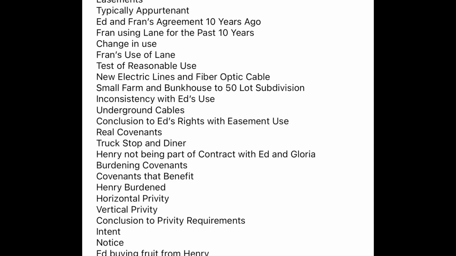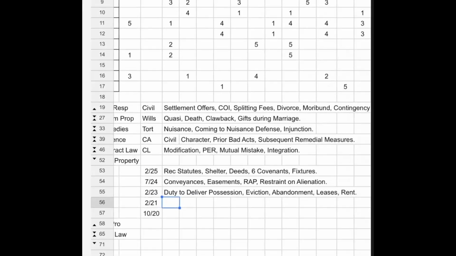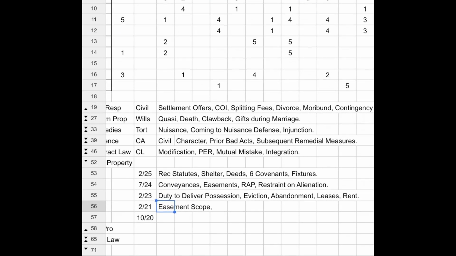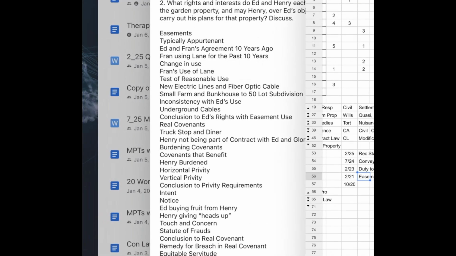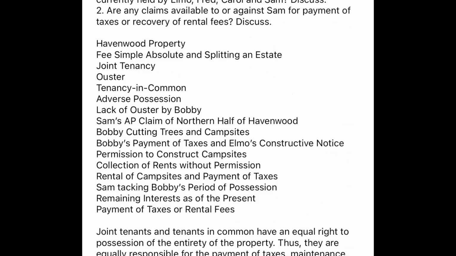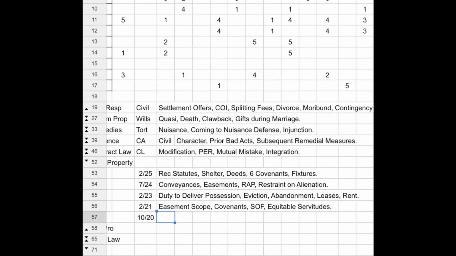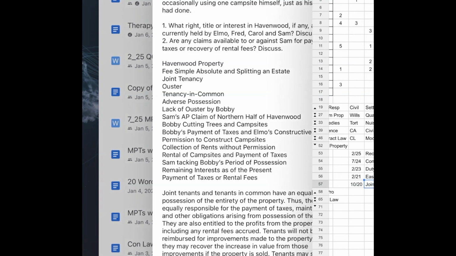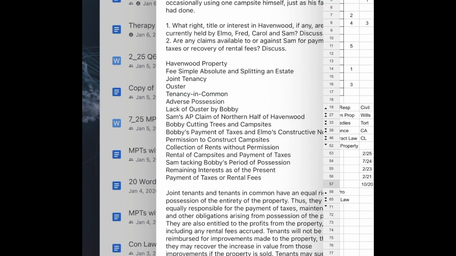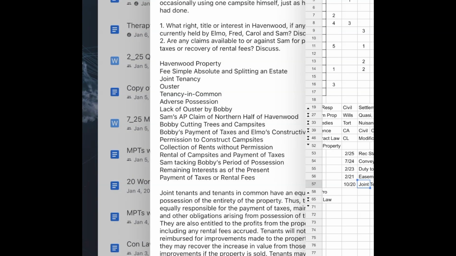Easements again, like the easement use, the scope, covenants, and the burdens, like the six burdens, right? Six requirements, writing, intent, all that stuff. Notice, touch and concern, statute of frauds, equitable servitude. Okay. 10/20. Joint tenancy, tenancy in common, adverse possession, taxes. So the responsibility of the tenant, taxes, and cutting trees.